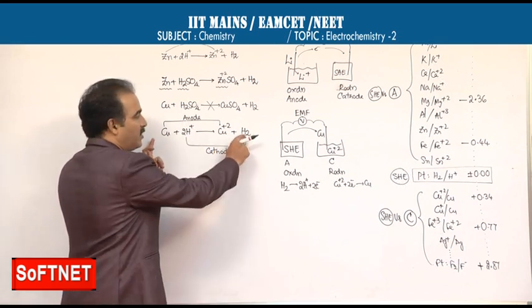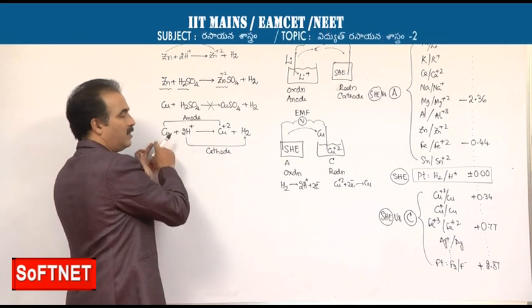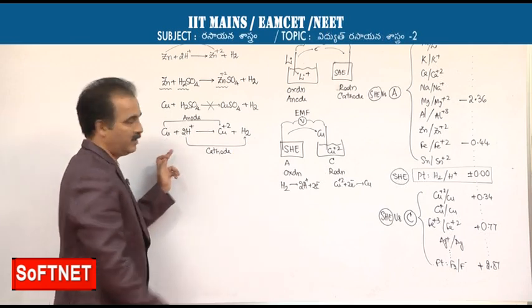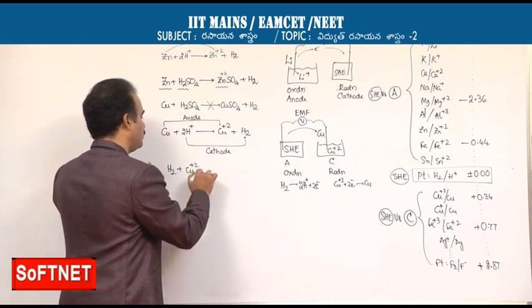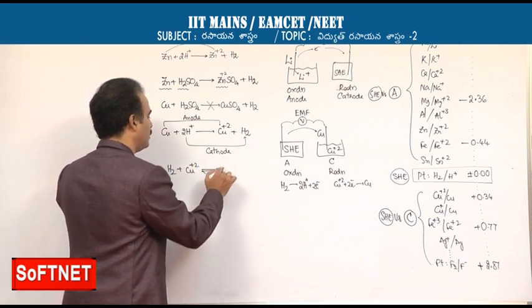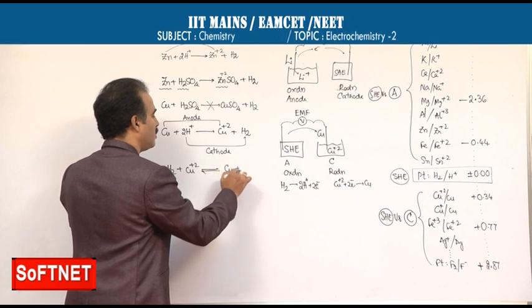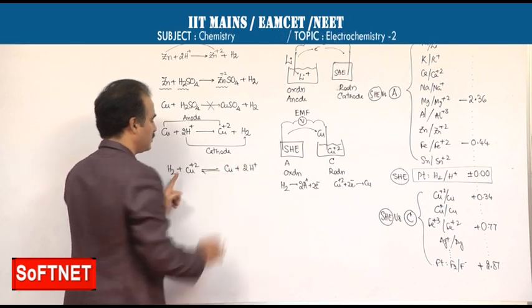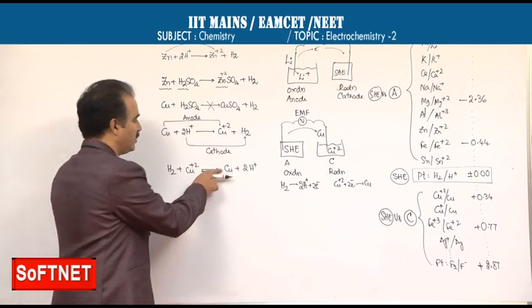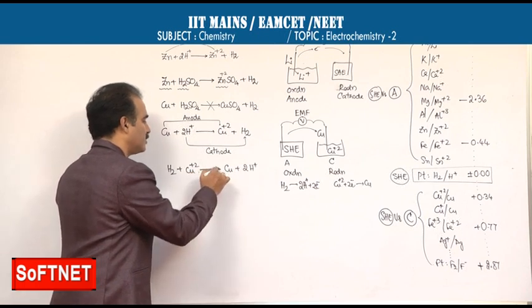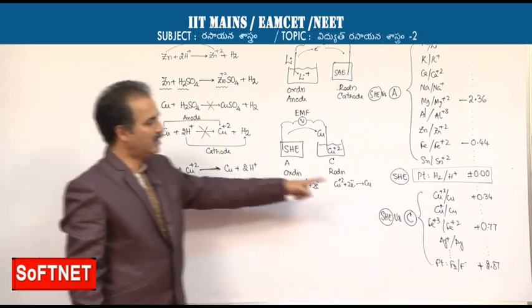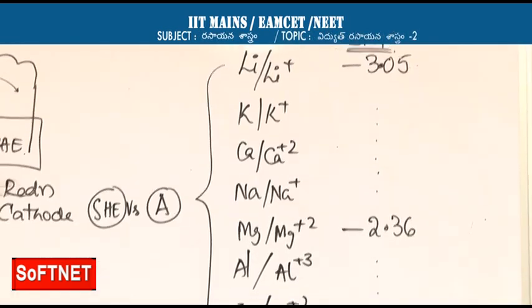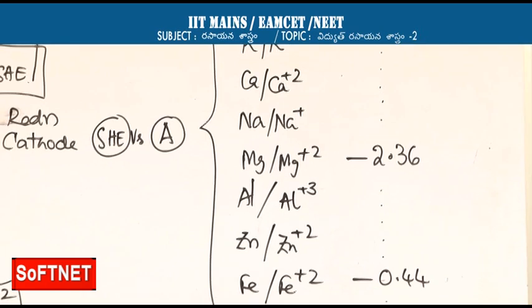So this forward reaction is not spontaneous; rather, the backward reaction is spontaneous. H2 passed through a copper 2 plus solution can give rise to copper and H plus. So in this direction the reaction is spontaneous, whereas the other reaction is non-spontaneous. That is decided by the respective electrode potentials.